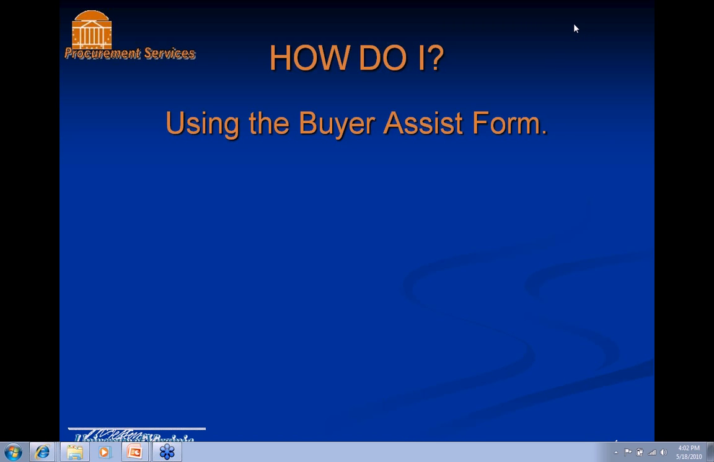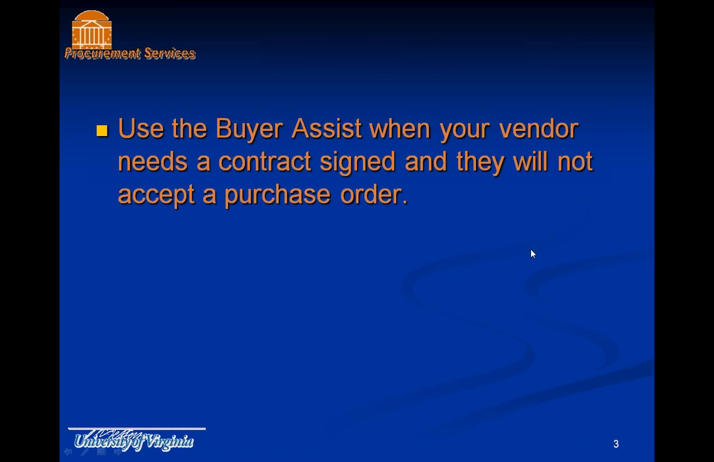Welcome to Procurement Services presentation on using the Buyer Assist form. The Buyer Assist is used when your vendor needs a contract or agreement to be signed and they will not accept a signed purchase order alone. The Buyer Assist allows the requisition to route automatically to Procurement Services no matter the expenditure type or the dollar amount.